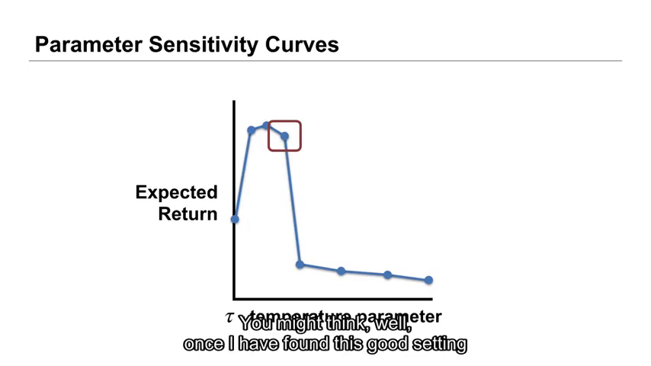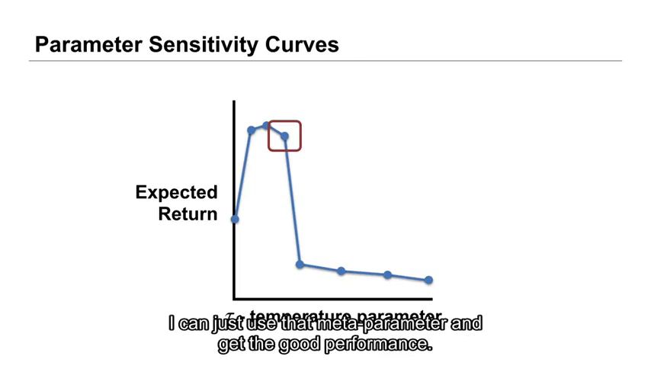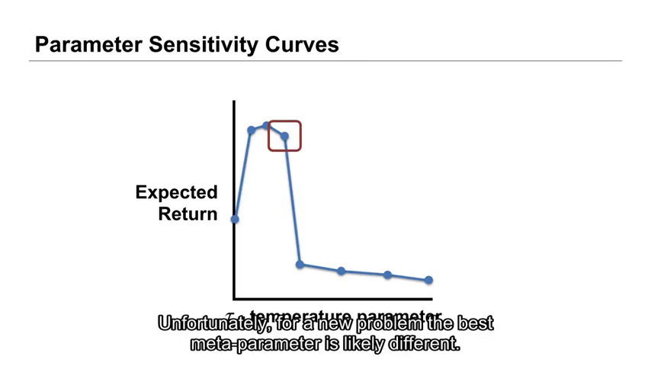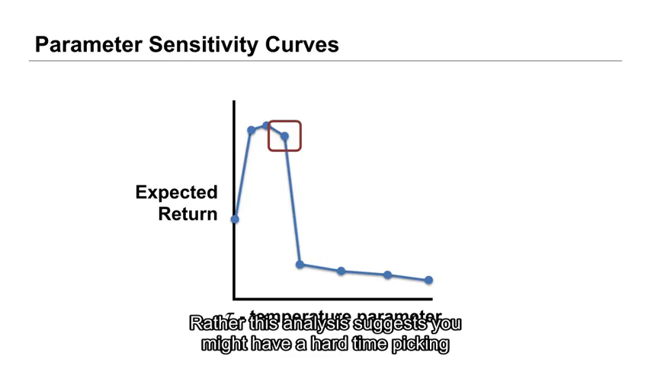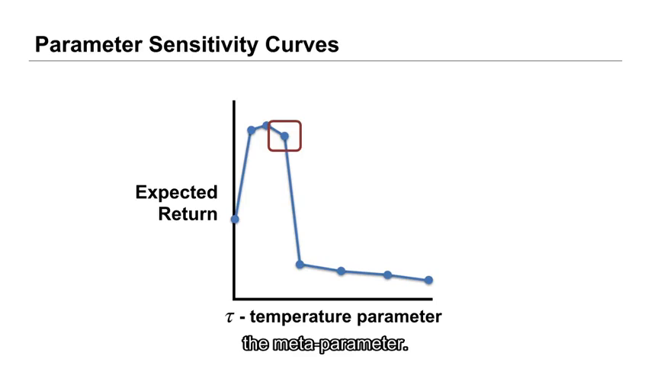You might think, well, once I have found this good setting, I can just use that metaparameter and get the good performance. Unfortunately, for a new problem, the best metaparameter is likely different. Rather, this analysis suggests you might have a hard time picking the metaparameter, so we need to be careful in deployment.